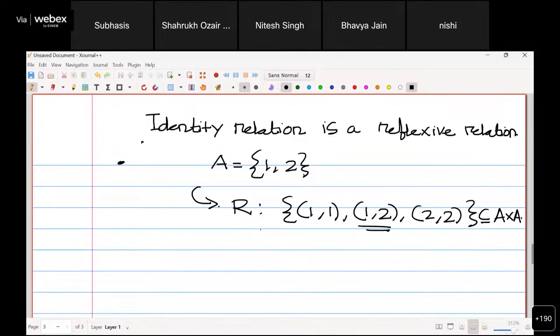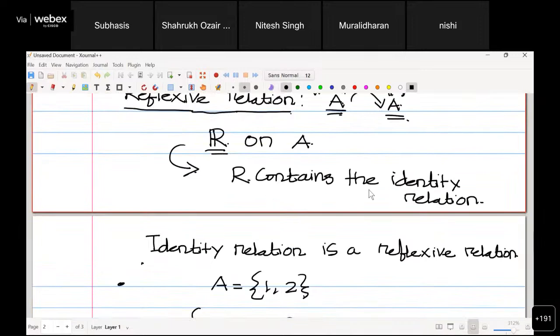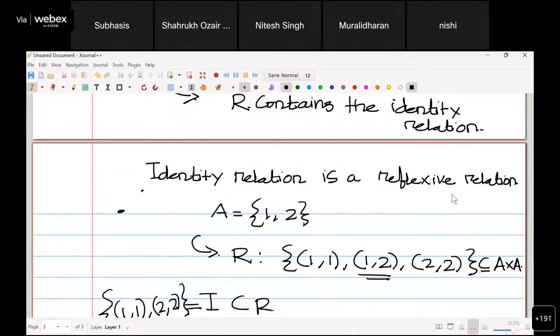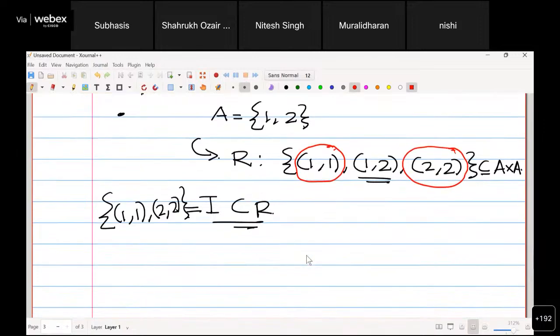But as you can see, the identity relation is inside R. I is a subset of R. What is I? I is (1,1) and (2,2). So I is a subset of R. By definition, R should contain the identity relation, and R actually contains it: R contains (1,1) as well as (2,2). So here R is a reflexive relation.